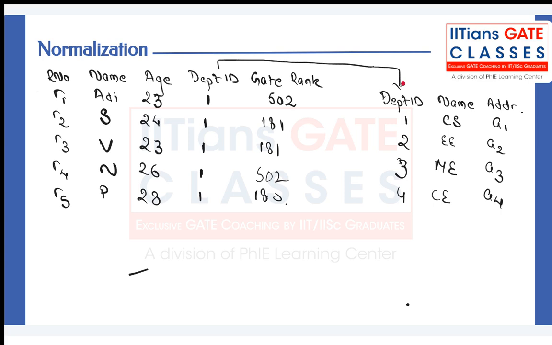So for example, if tomorrow there is another student joining the CS department, he will have roll number 6. Let's say name is A, some age 32, let's say GATE rank was 54, and the department ID I will only set as 1. Everything else will be taken care of. Is it clear, everyone? So breaking down the table into these two tables is called normalization, to remove redundancy.